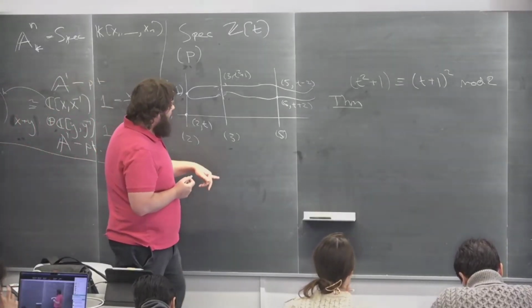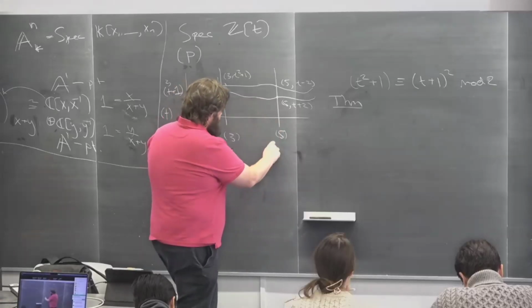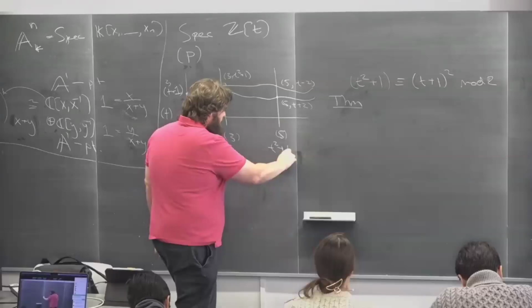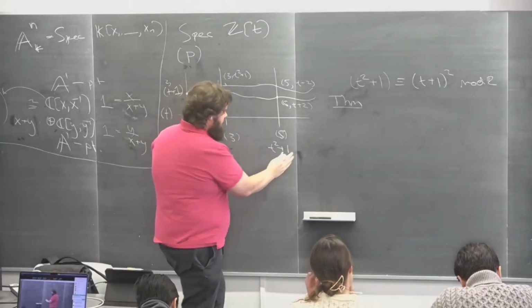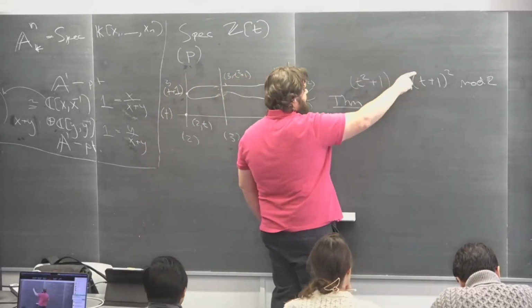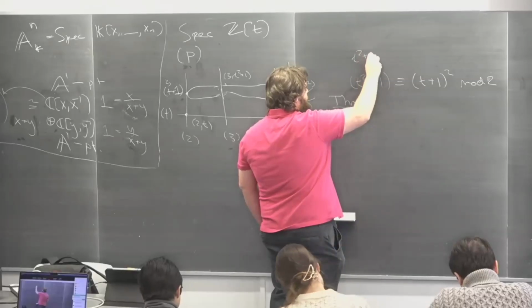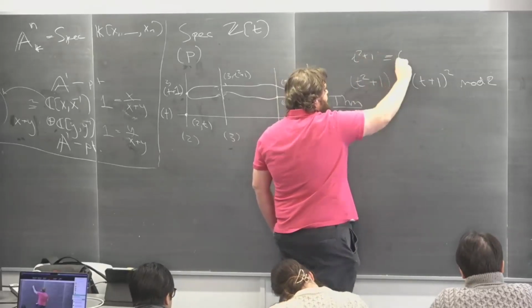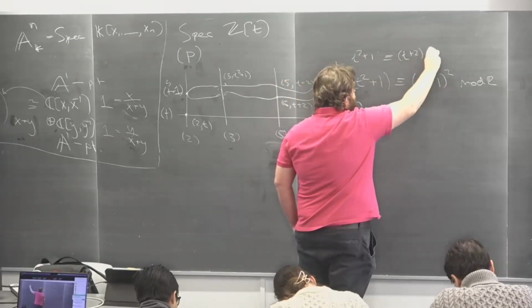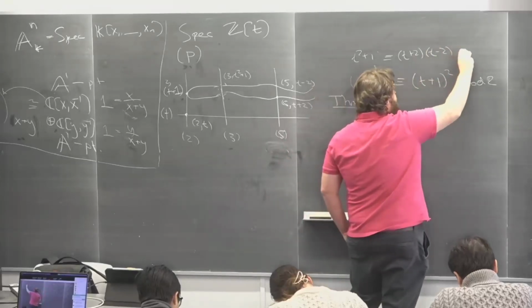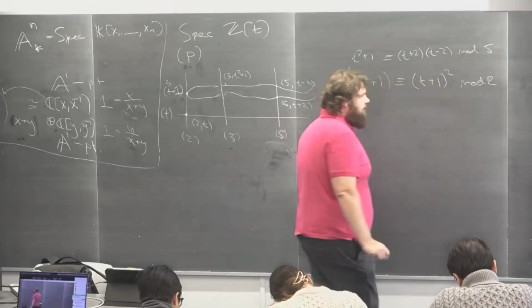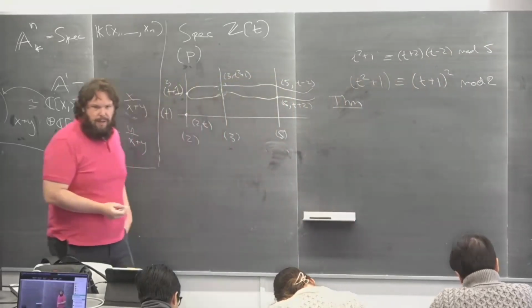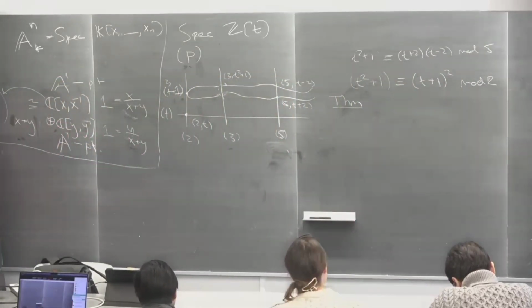Well, I looked at solutions to T squared plus 1 mod 5. So here I had T squared plus 1 factors this way, mod 5. T squared plus 1 is congruent to (T plus 2)(T minus 2) mod 5. This is just that 2 and 3 are the square roots of minus 1 mod 5.